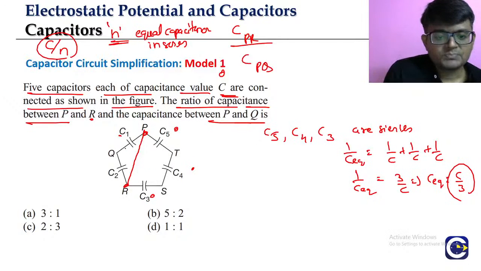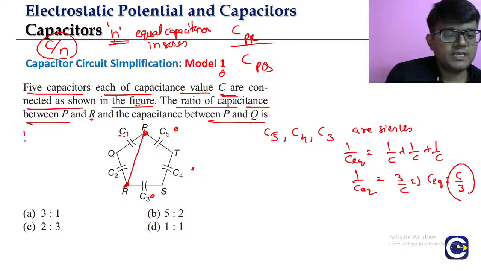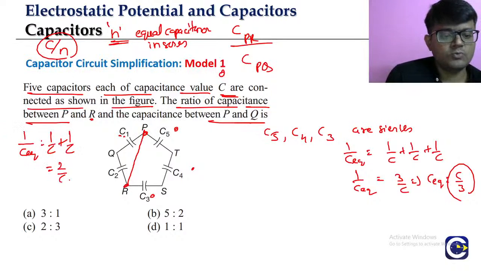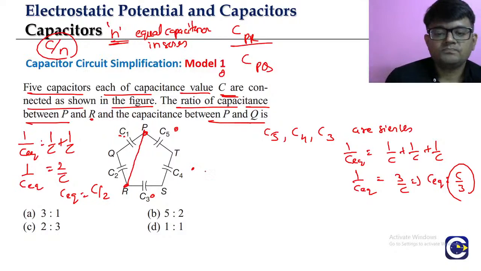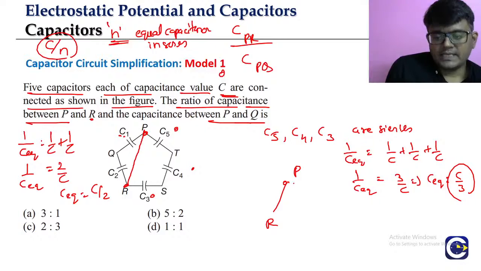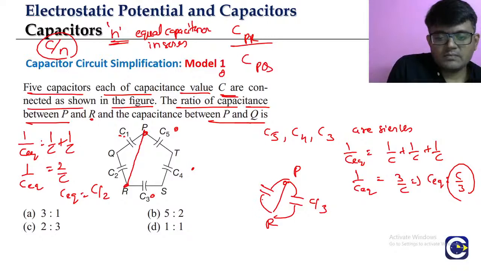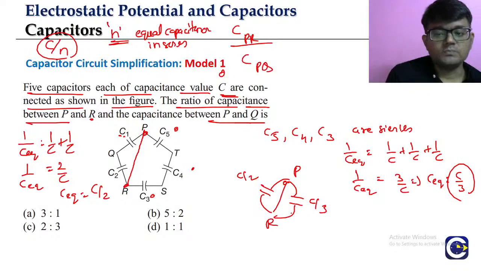On this side, C1 and C2 are in series, right? So 1 by C equivalent is equal to 1 by C plus 1 by C, which is 2 by C. So from this, C equivalent is C by 2. Now look, P is here, R is here. On this side we have C by 3, and on that side we have C by 2.